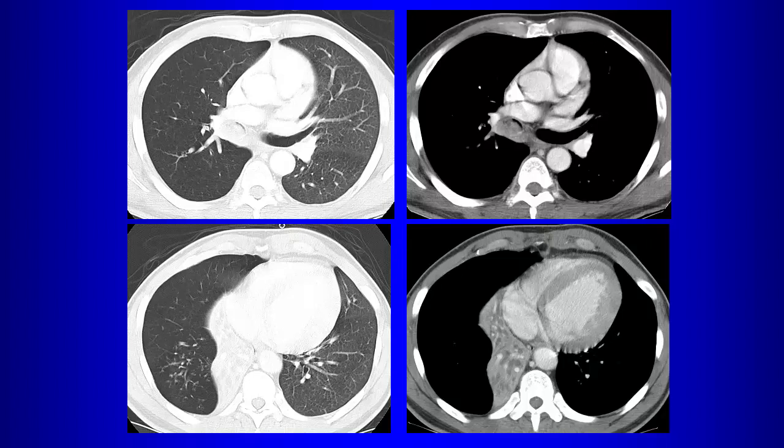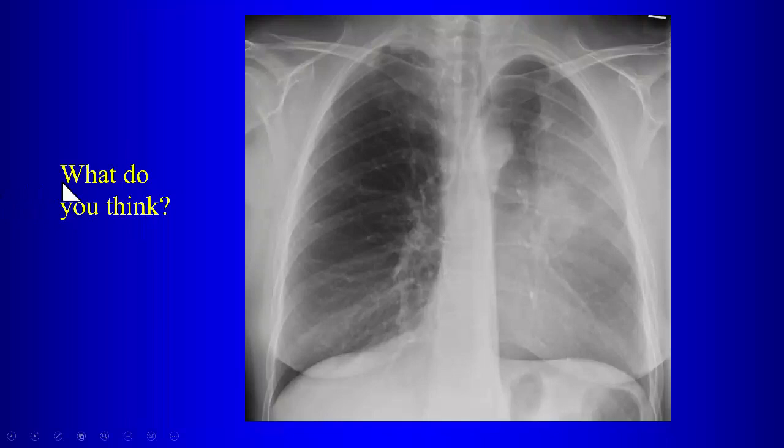So the differential for an endobronchial neoplasm, right? Squamous cell cancer, carcinoid, and then we have more unusual tumors that arise from salivary gland rests, like adenoid cystic carcinoma and mucoepidermoid tumors. Okay? So those are the primary lesions that can arise within the airway. That was a squamous cell cancer, by the way. What do we think of this case?